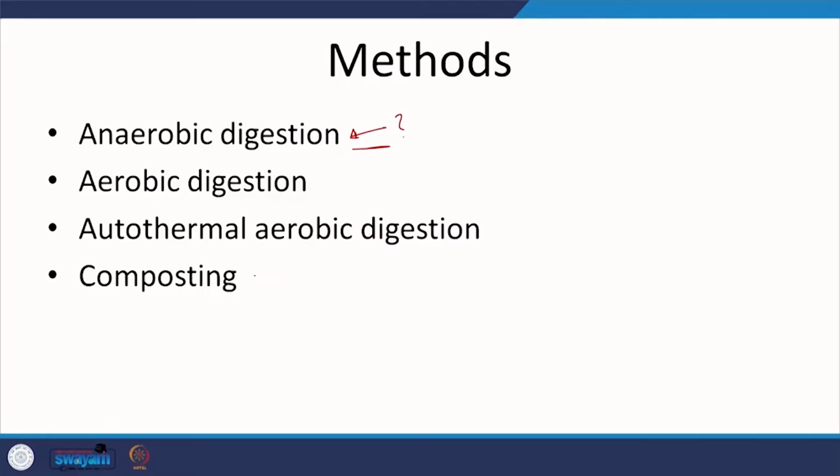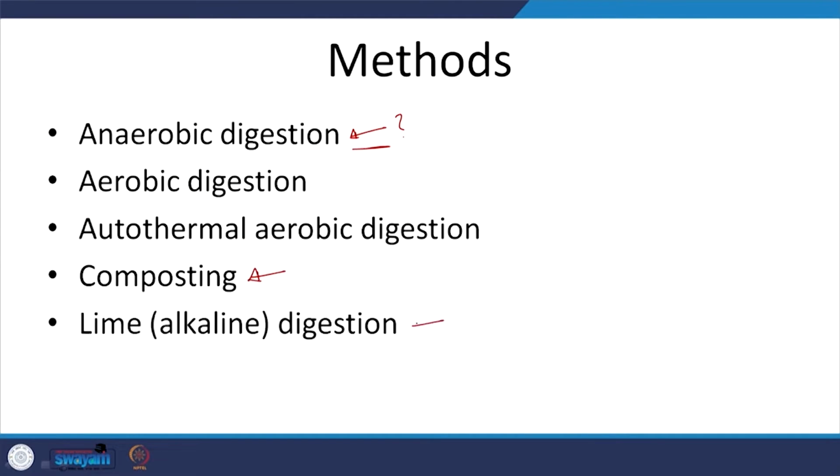The other one is aerobic digestion, which we will briefly look at later. Then autothermal aerobic digestion and composting, which is done in open land, you would have seen this, and lime alkaline digestion, this also we will look at later. For this session we are going to look at anaerobic digestion, right. So, let us move on.